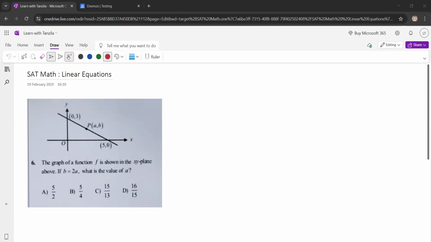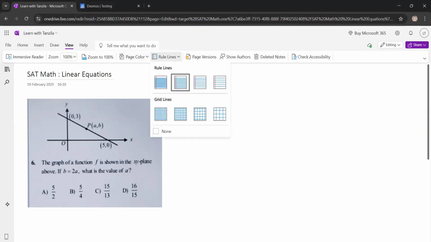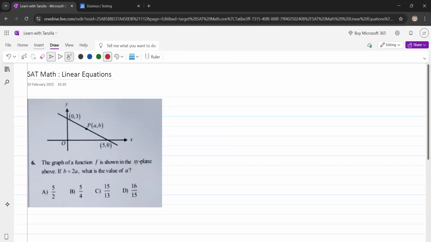So we'll be discussing these questions from linear equations. It is actually quite a simple question, but the thing is you need to optimize the time during the exam, right? You need to be doing the methods which will save you time.